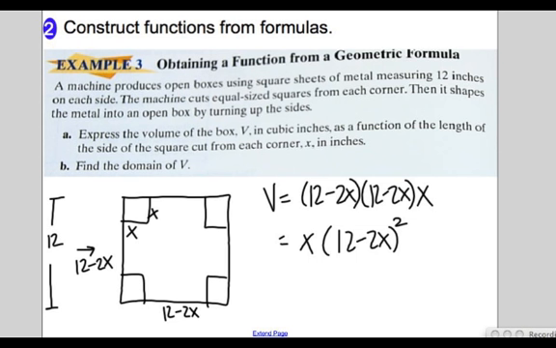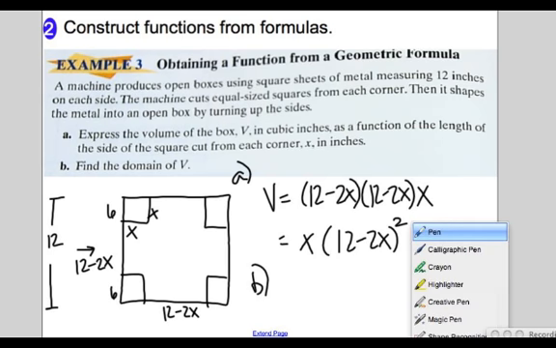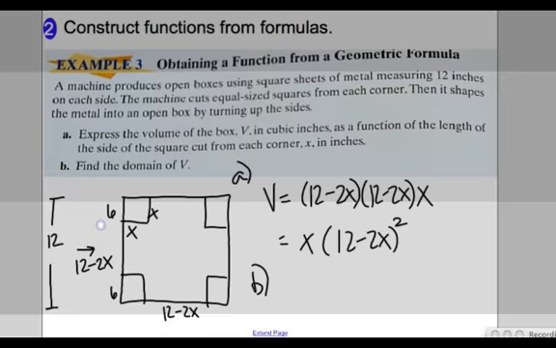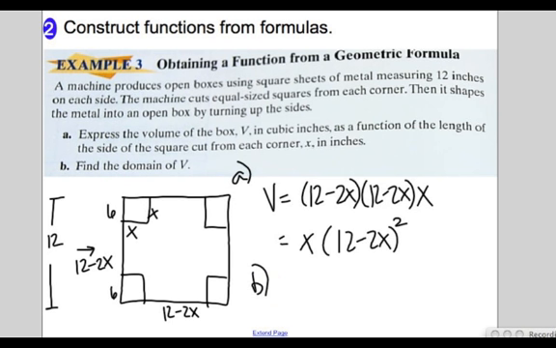And if I want to simplify this a little bit further, I could, or we'll just leave it as that for now. Part B wants to know the domain. Now, think about it for a minute. I can't take more than 6 out of each side, because if I take 6 from there and 6 from there on my box, if I take out 6 and 6, I'm going to end up with 12.